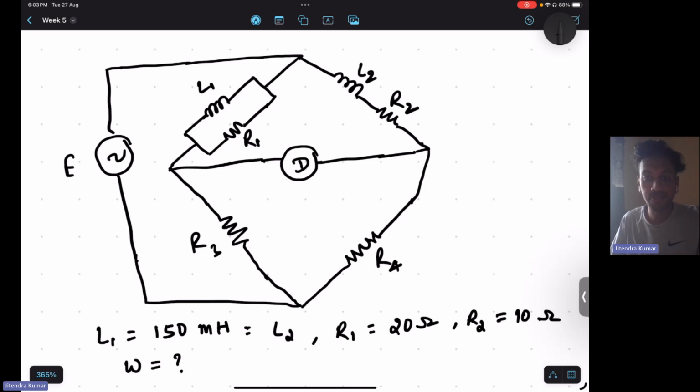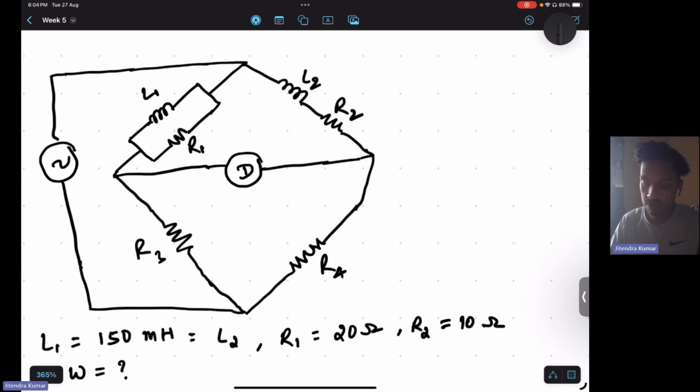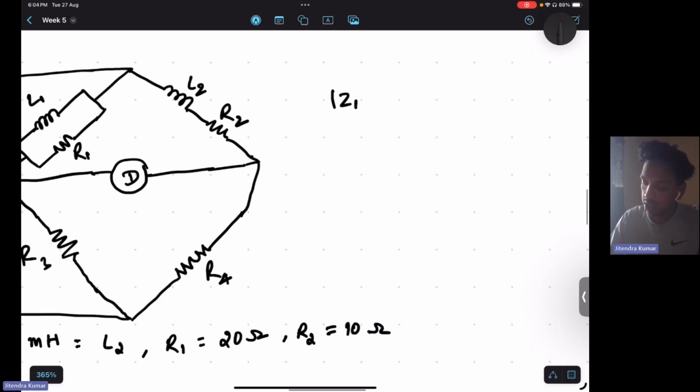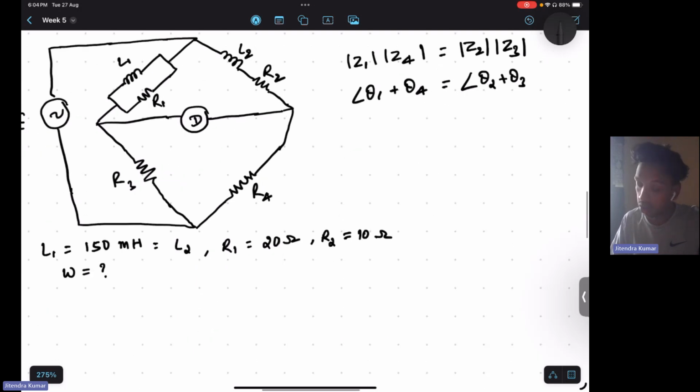So how to find it? Let us proceed. At balanced condition, the magnitudes of impedances Z1 and Z4 should be equal to Z2 and Z3, and the angle theta 1 plus theta 4 should be equal to theta 2 plus theta 3. We start with the entire impedance in vector polar form, with real and imaginary parts combined.